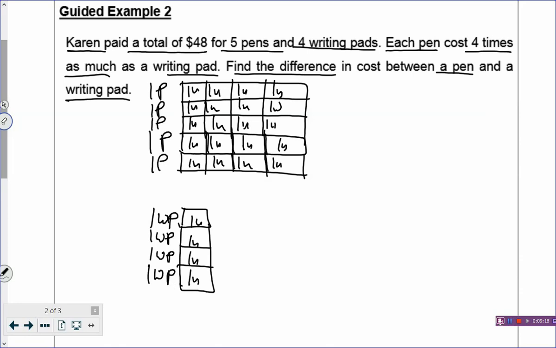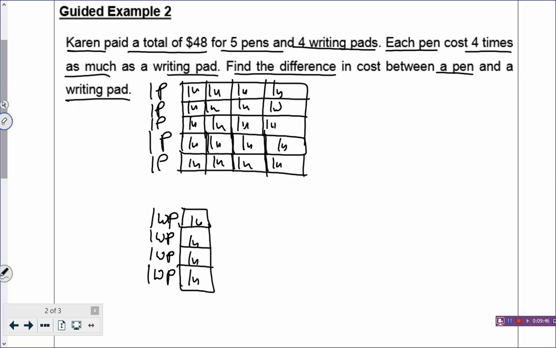Alright, and then find the difference in cost between a pen and the writing pad. So where do you put the question mark for the difference? Now, remember, to find a pen, how much is a pen? You look horizontally, like this is the cost of a pen, right? And if you are drawing an arrow sign that is vertical, that is the sum, alright?